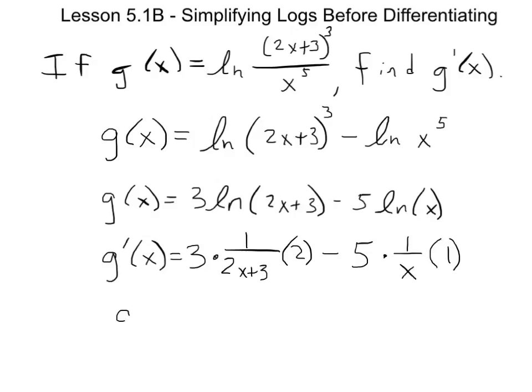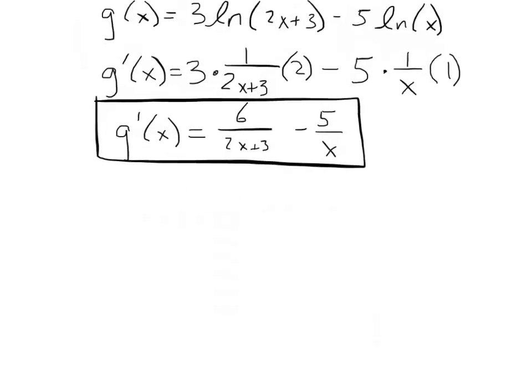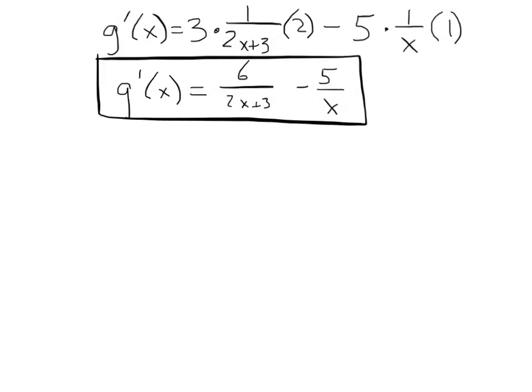I just need to simplify a little bit. I could put the 3 and the 2 together as a 6 on the top, so that'll give me 6 over 2x plus 3 minus 5 over x. And that answer's pretty good by me. You guys know me, I'm always going to be a fan of simplifying further. So one thing I will say here is that you could get a common denominator. And it's worth mentioning it for practice.